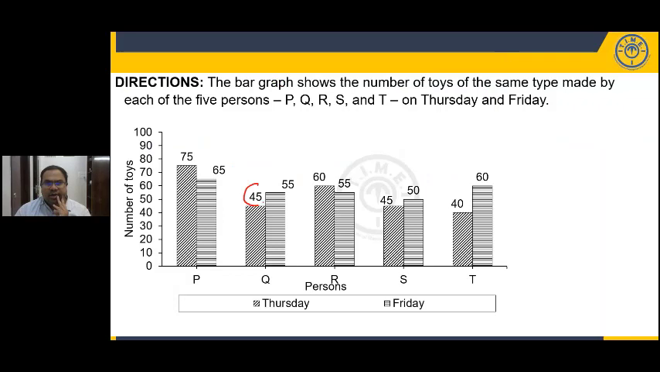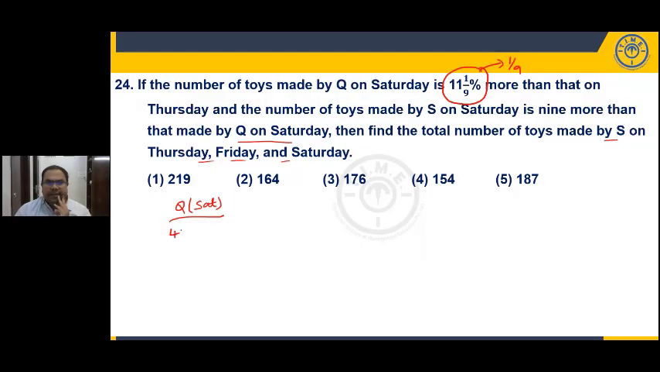Q Thursday is 45. 1 by 9 of 45, so it is 5 more. So 45 plus 5, 50. So number of toys made by S on Saturday, 9 more than that made by Q on Saturday. So Q has made 50, so S is 9 more. 50 plus 9, 59.